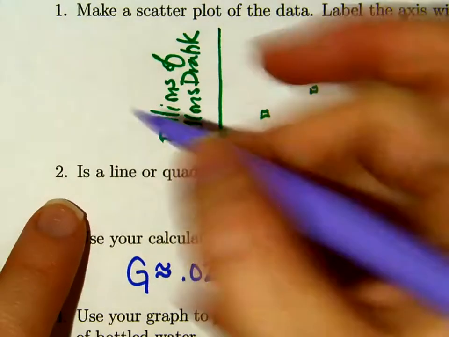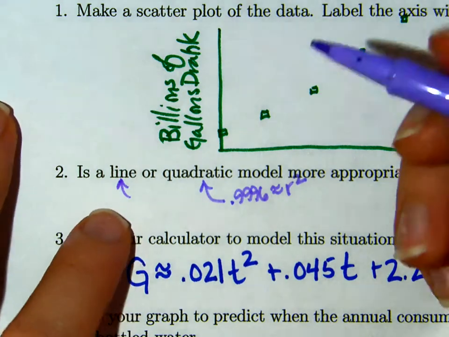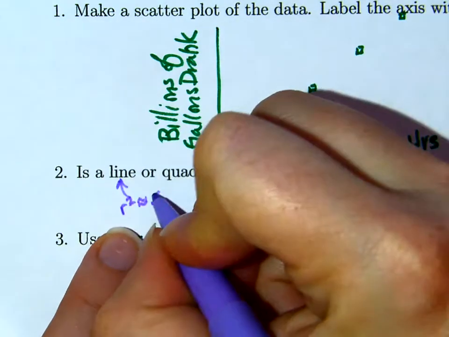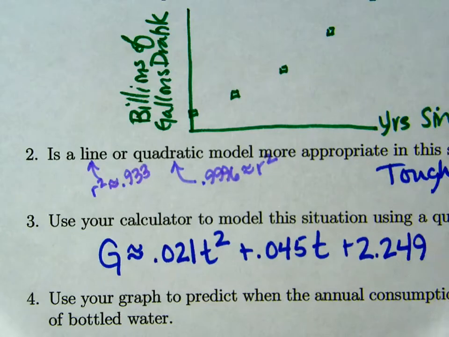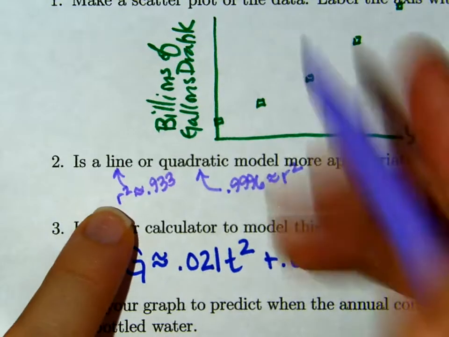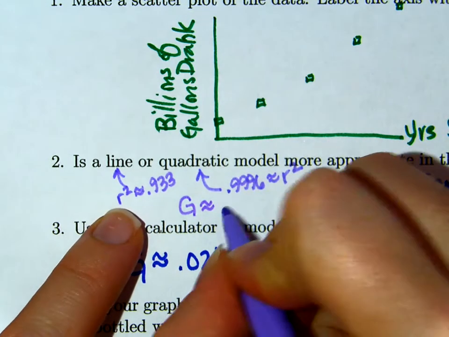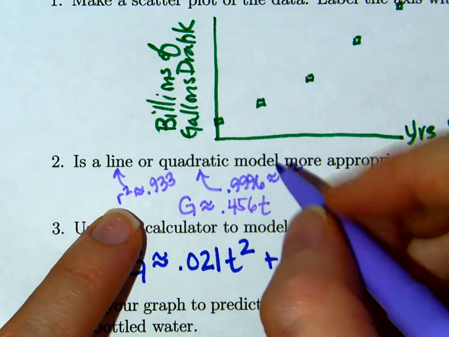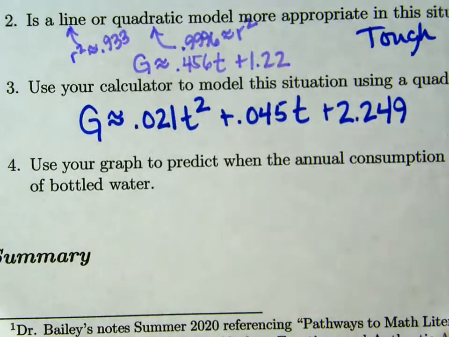And so now that being said, I'm going to write this down, and the higher order your model is, the better it's going to get, but r squared was approximately 0.933. Okay, so the quadratic is a little bit stronger, and with the linear equation, this would have read G is approximately 0.456t plus 1.22. Okay, because I'm going to use it in a minute.